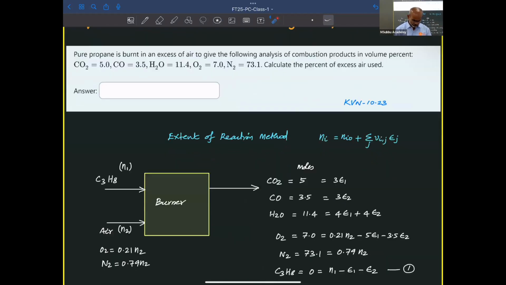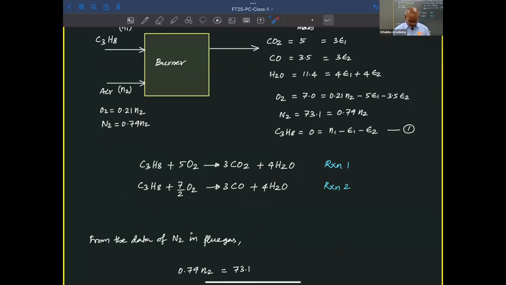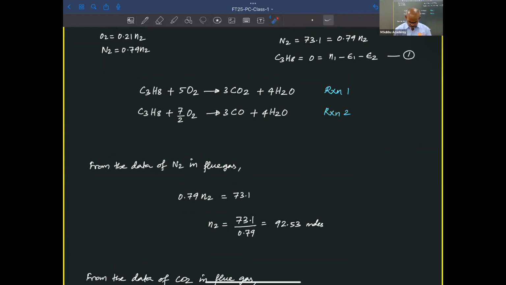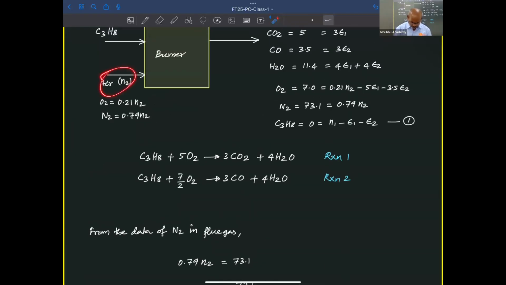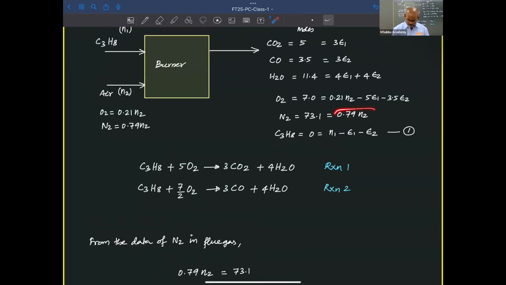So for that we need to find how much air is actually entering and how much air is theoretically needed. So that calculation also we are supposed to make. From the data of N2 in the flue gas, you can solve for N2, that is, how much air is entering. This is the equation. From that you can solve directly for how much air is entering.